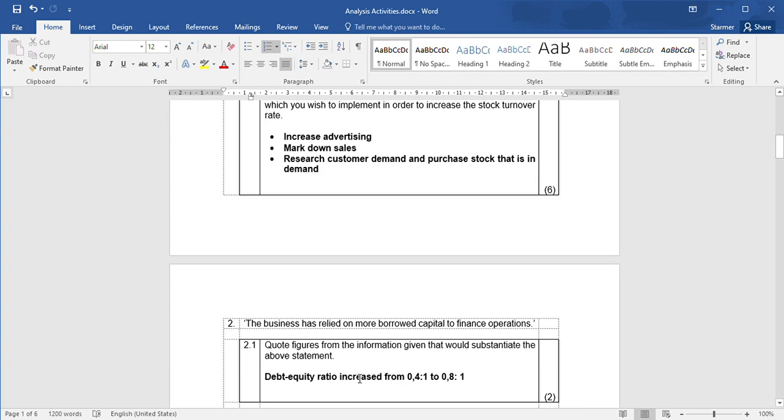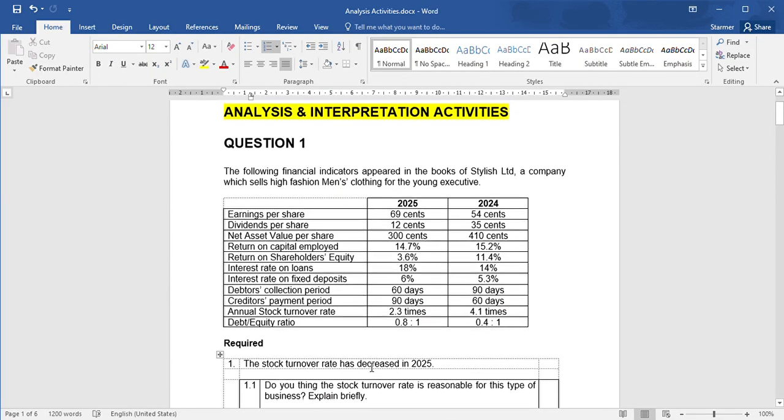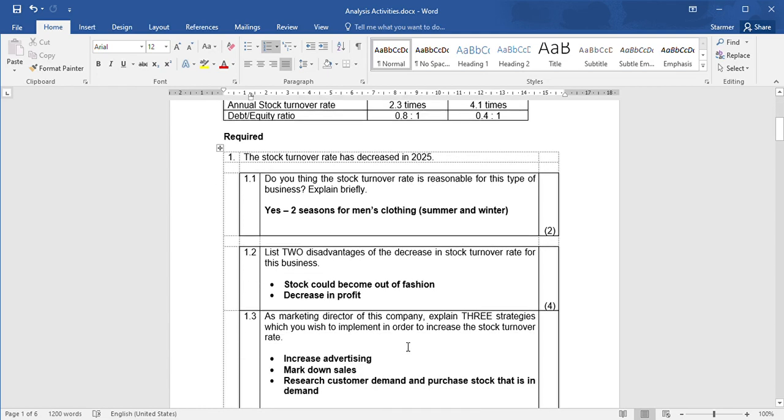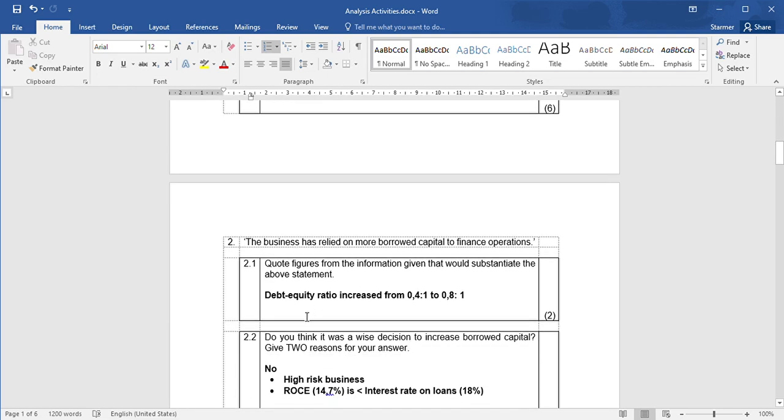Right, question 2. The business has relied more on borrowed capital to finance operations. Quote figures from the information that would substantiate the above statement. The relevant financial indicator here is your debt-equity ratio. Your debt-equity ratio shows how much debt compared to how much owner's equity. So last year it was 0.4:1, this year is 0.8:1. In other words, your borrowed capital here has increased. So that is what you are showing here when you say your debt-equity ratio has increased from 0.4:1 to 0.8:1.